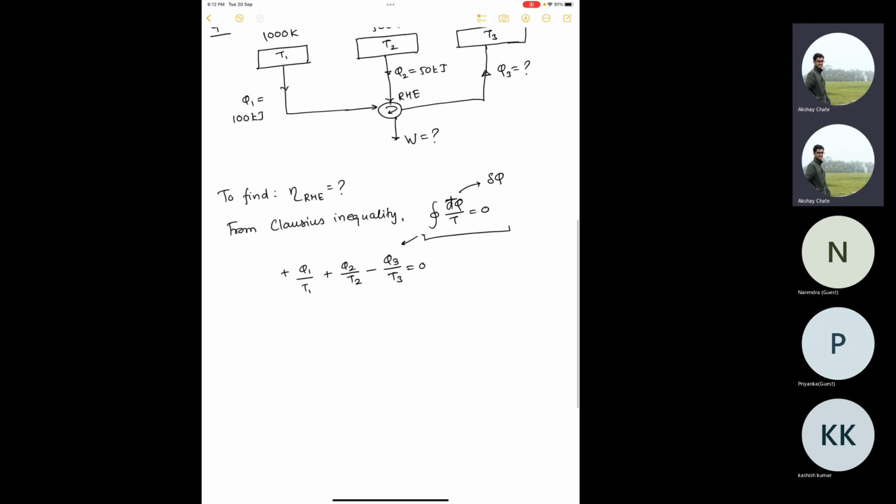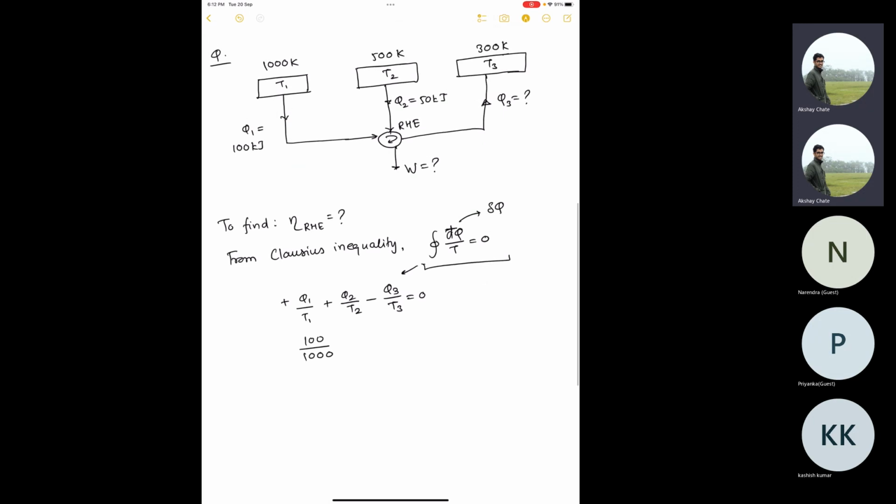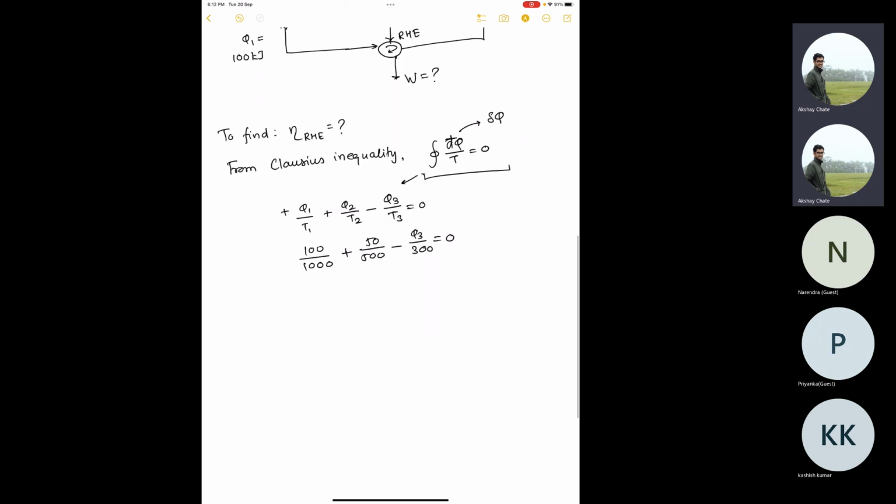You can solve. So it will become 100 by 1000, since T1 is 1000 Kelvin, plus Q2 is 50 by 500, minus Q3 by T3, which is 300. This has to be 0. So both fractions are 1 by 10, 1 by 10, so it is 2 by 10, that is 1 by 5. So basically Q3 will be 300 by 5. It is 60 kilojoule.